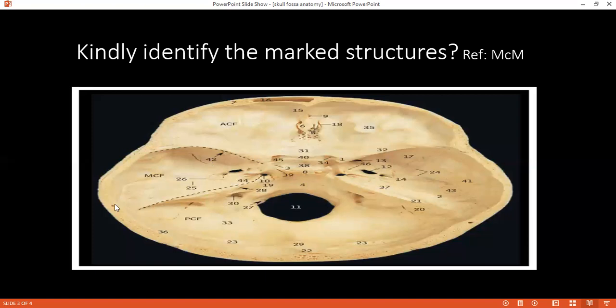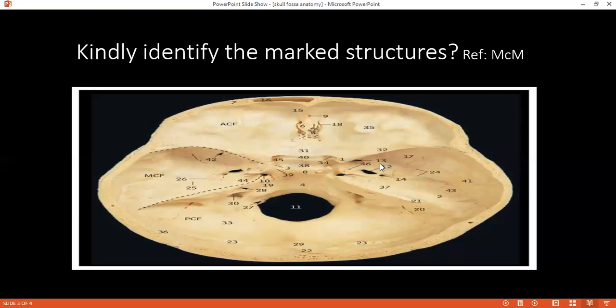Okay, and 44. Ma'am, 44 is the carotid. 44 is the trigeminal ganglion, which stays here. Okay, 8, please. It is the diaphragma sellae. 34. Okay. It is the optic canal. 1, please. One is the anterior clinoid process. 32. And 32 is the border of the apex of the petrous part of the temporal bone.